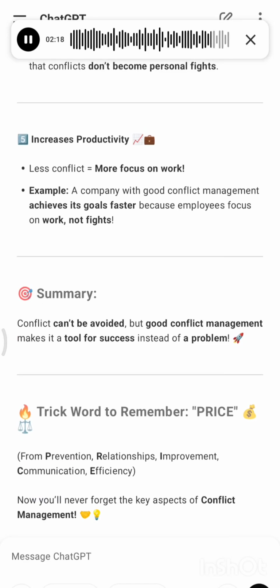Summary, conflict can't be avoided, but good conflict management makes it a tool for success instead of a problem. Trick word to remember, PRICE. From P, Prevention; R, Relationships; I, Improvement; C, Communication; E, Efficiency. Now you'll never forget the key aspects of conflict management.